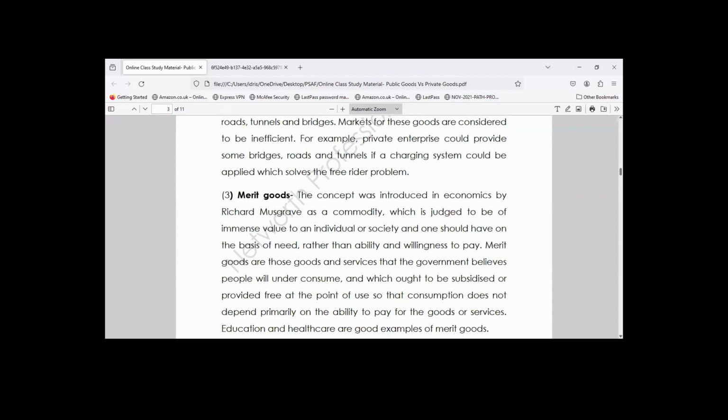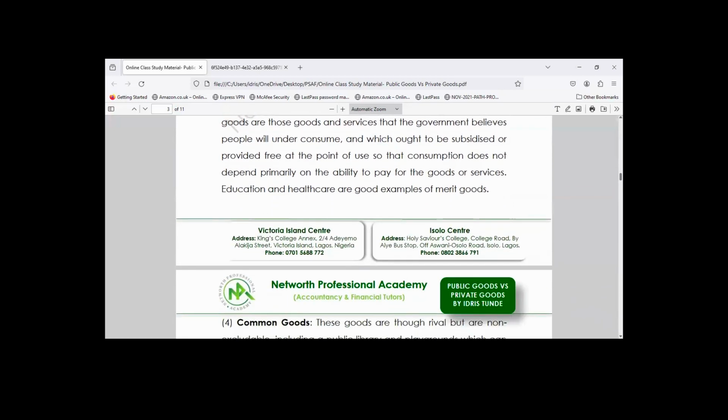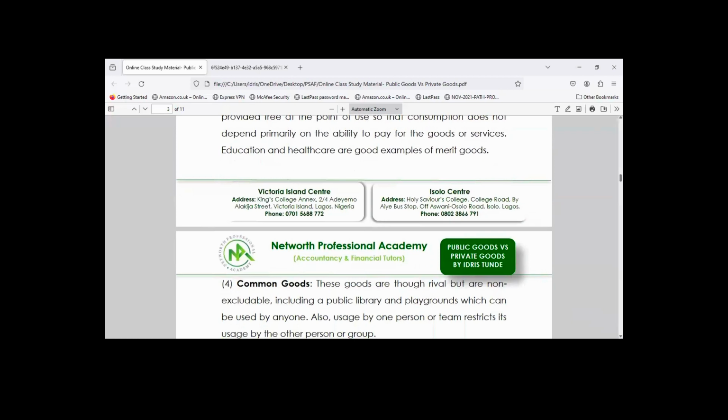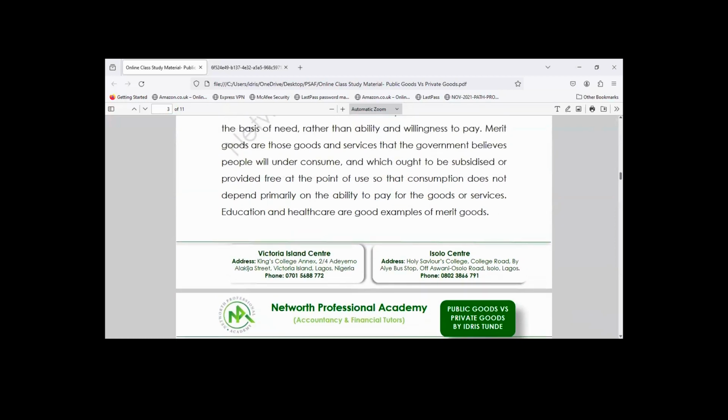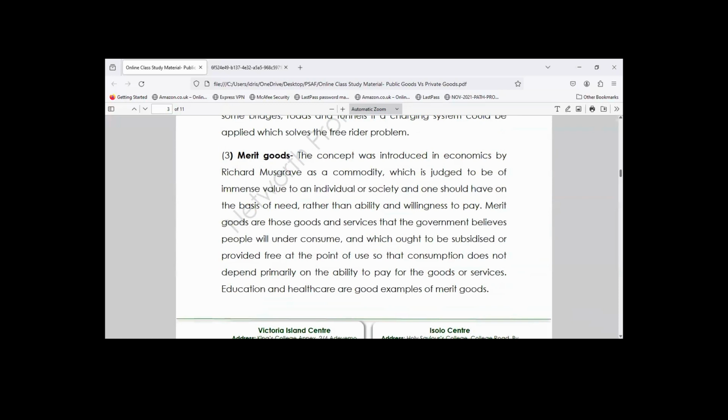Another type of public good, merit good. There are some public goods that are rival in consumption, but they are non-excludable. If you want to enjoy such a merit good, you have to work for it.